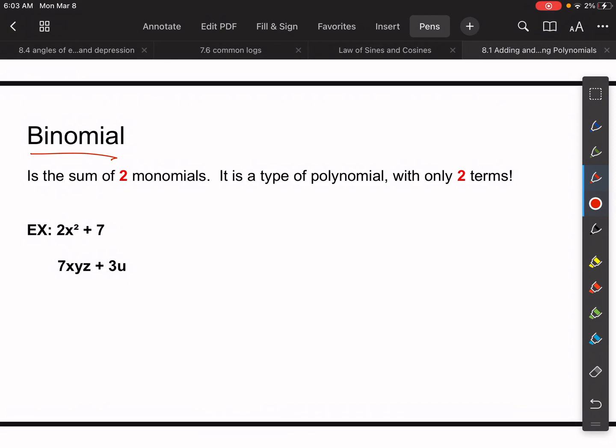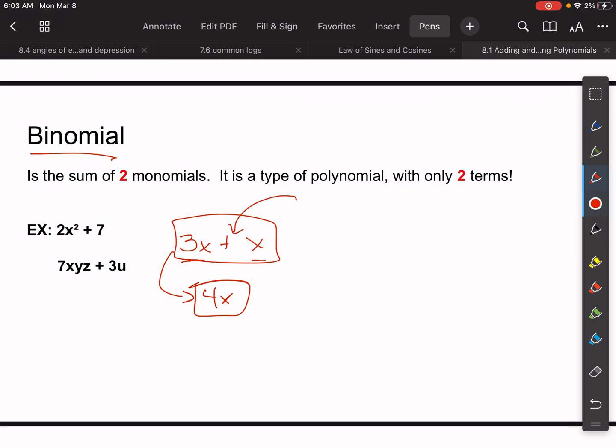One non-example would be something like this, that sometimes will throw people off. If I have 3x plus x, this appears to be a binomial because there's two pieces separated by a plus sign. But the fact of the matter is these are like terms, and so they could be simplified. 3x plus 1x is just 4x, right? So since it can be simplified to this, this is actually a monomial in disguise. And I just wanted to point that out. Okay, so binomials, it's the sum of two monomials. And just make sure that you can't have a combination like that. Okay, so this one and this one, the examples that I gave you, those can't be combined.